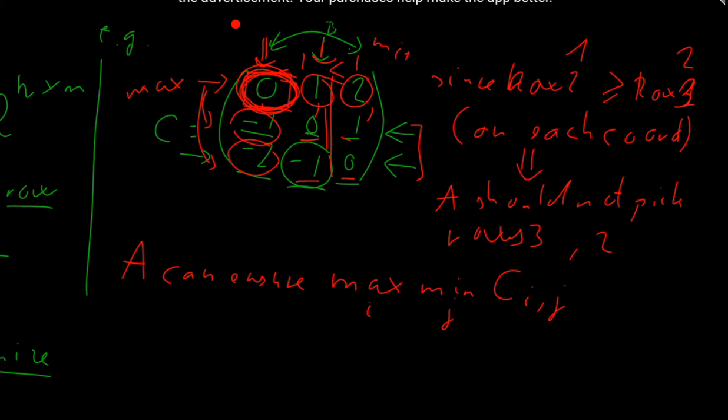Because if player A picks this row, so usually i ranges over the rows and j ranges over the columns. So if A picks the first row, say, then the worst possible scenario is the minimum of the row, which is -2. If player A chooses the second row, then the minimum of this row is -1. And if player A chooses the third row, then the minimum of this row is 0. So that's written here.